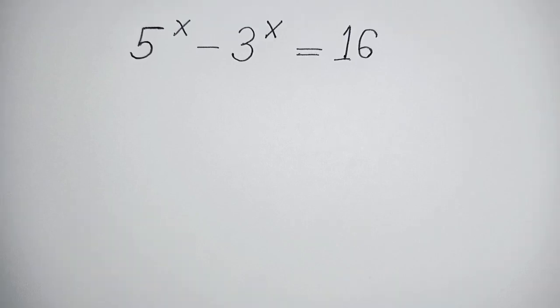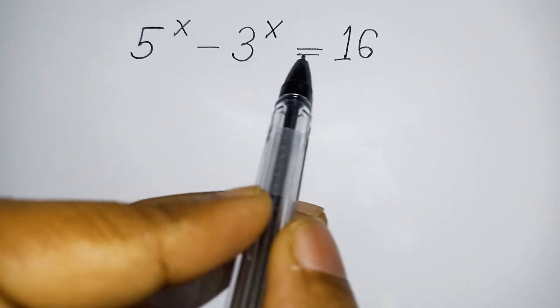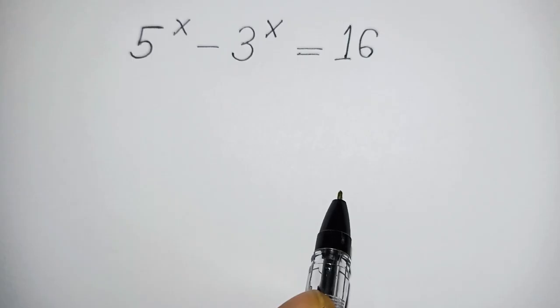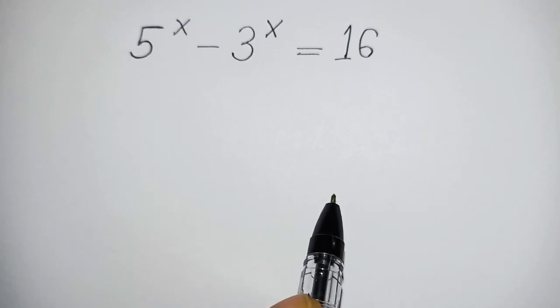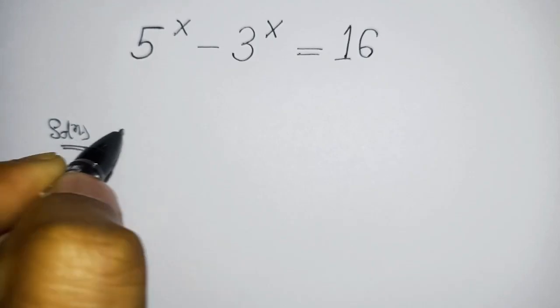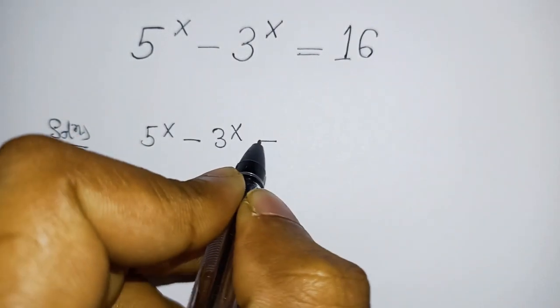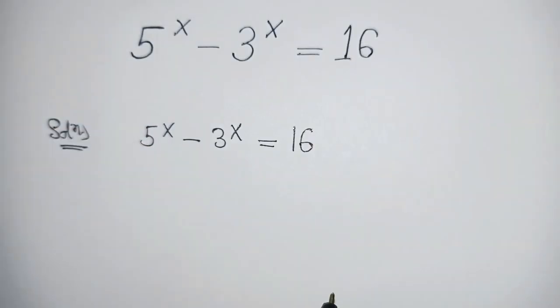So today we have an exponential equation, 5^x - 3^x = 16, and we are going to find all the possible values of x. Let's see the solution. First of all, the given equation is 5^x - 3^x = 16, correct?